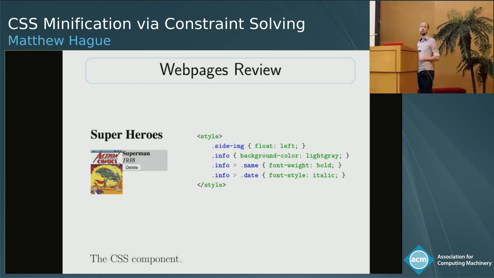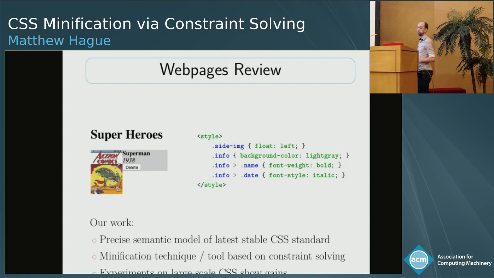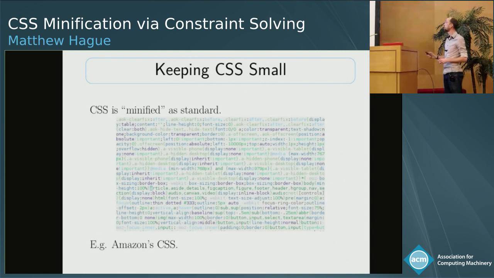Okay, so that's CSS. What are we going to do with it? So we're actually interested in shrinking this. So let me move that up. Can I show that? No. Okay, that's hidden. So what we're going to do is we're going to introduce a precise semantical model of the latest stable CSS standard. And we're going to use that to do some optimization. We're going to try and minimize these style sheets as much as possible. And this is going to be a tool based on constraint solving. And written down here, I'm saying that we've done some experiments on large-scale CSS, proper industrial style sheets. And they show that we actually have some gains.